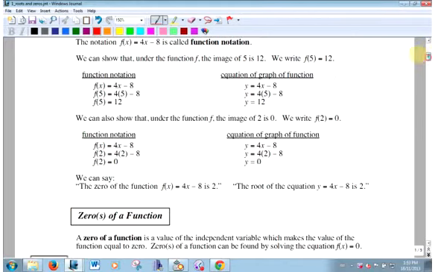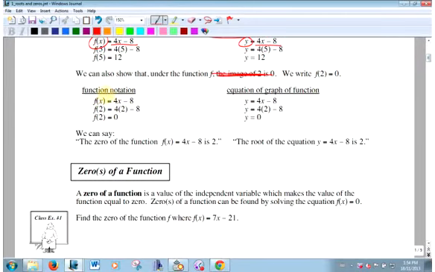So, this is function notation, f of x. Okay? This is an equation of a graph. It's y. What's the difference? That's 4x minus 8. That's 4x minus 8. Not much. Okay? You can think of y just like f of x. It's just a matter of what we call it. That's a function. That's an equation. Okay? Don't worry about this imaging. I know that was in grade 10. I won't be doing it. Okay? This is function notation.